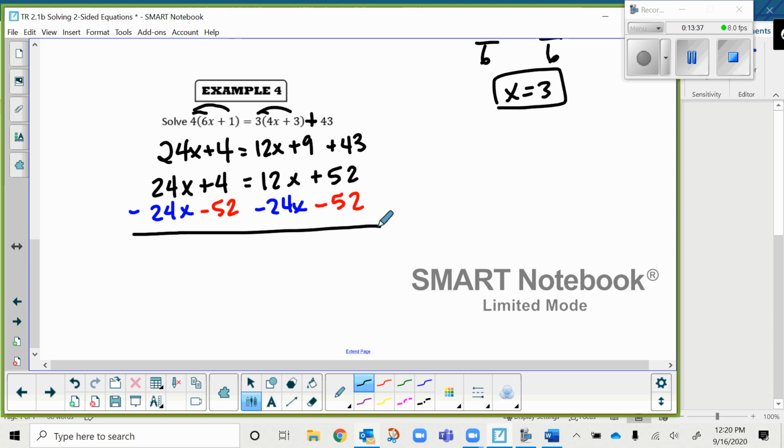So on the left, the x's cancel. 4 minus 52 is negative 48. On the right, the 52's cancel, leaving me 12x minus 24x, which is negative 12x. And the very last step is to divide by negative 12. So x equals 4.